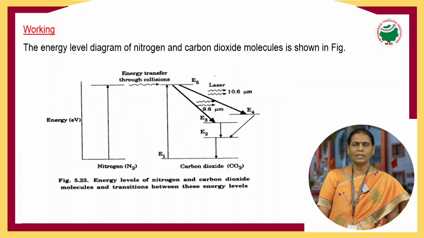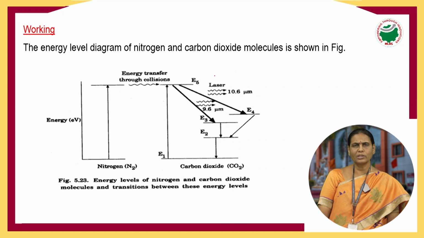Next, what is the working process of this one? In order to explain the working process, we need to go for the energy level diagram. As I told you in the beginning, carbon dioxide has 4 energy levels. Before these 4 energy levels, we are taking 2 other gases. One is called nitrogen gas, another is called helium gas.